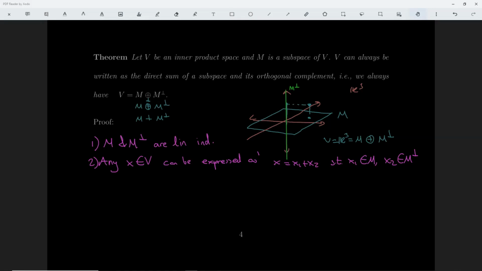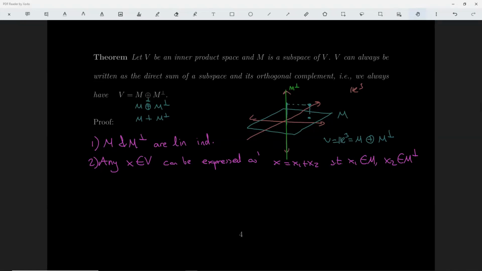Do you have any questions? So what we will try to show is that if x in the vector space V is written as x1 plus x2, then x1, we assume, is in M, and x2 is in M orthogonal complement. That's what we would like to show, and we would like to start with the linear independence.